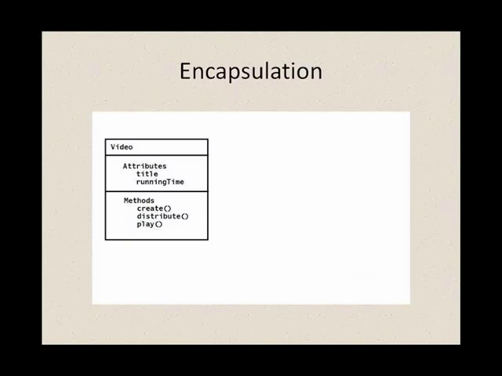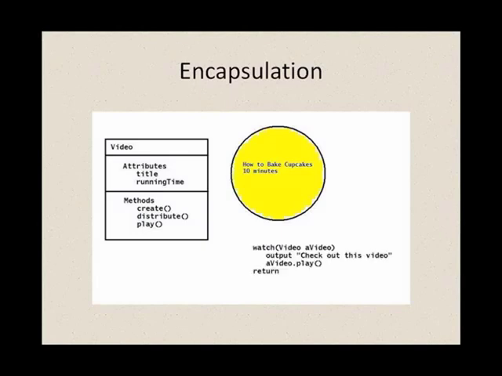Encapsulation is the feature of combining all of the attributes and methods into a single package. When you create an object from a class, it contains everything that belongs to the class. Therefore, when you write a method, such as one like this that accepts a video as a parameter, you can pass the object in as a group. You don't have to send the title, running time, or other attributes separately, and the method has access to everything that the class has.